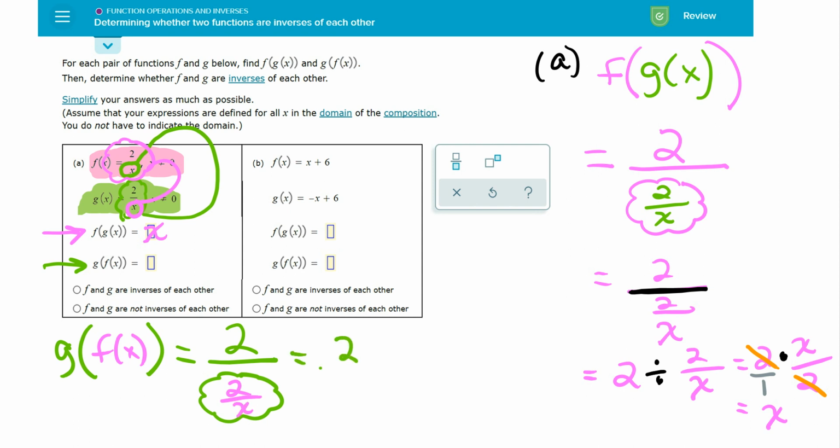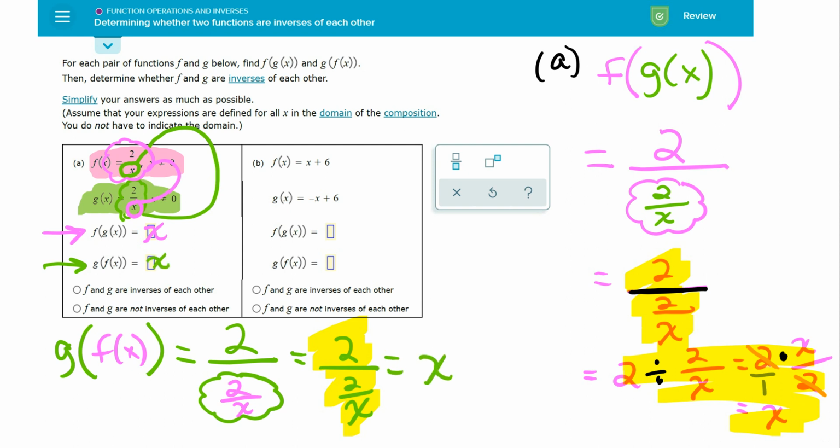And if you look at this carefully, I have the exact same thing I had before: 2 over, a 2 over x. This right here is the same as that right there, and I've already done all this work. I am not doing it again. The answer is going to be the same. It's going to be an x. When you do both composite functions, f of g of x and also g of f of x, and they both come out to be x, that tells you that they are inverses of each other.